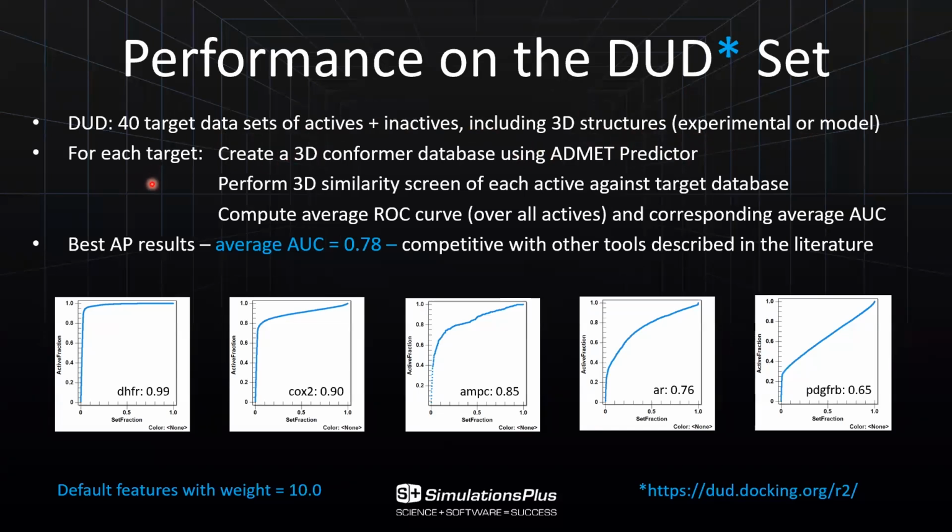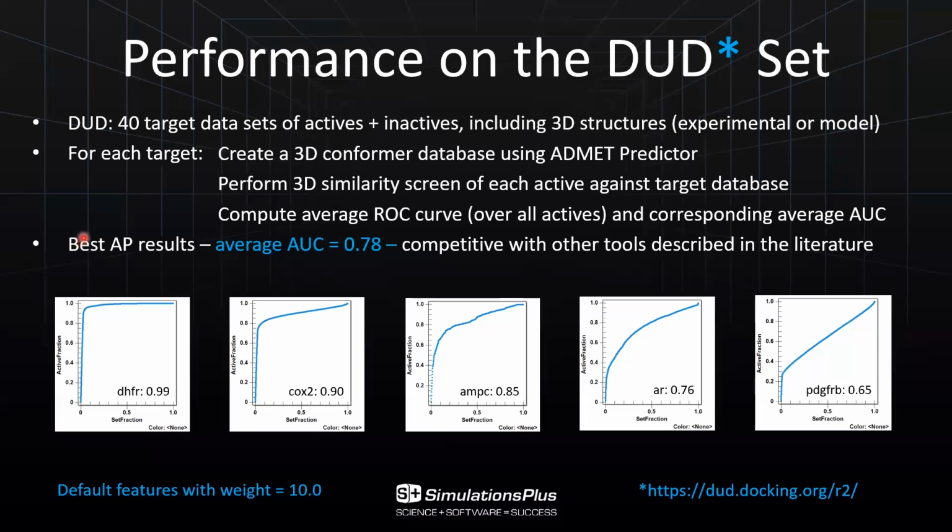So the testing protocol would be that for each of the 40 targets, you would create a 3D conformer database using ADMET Predictor. So that's new functionality in AP11. Then perform a 3D similarity screen of each active against the target database, and then compute average ROC curves over all actives in the corresponding average AUC, the area under the ROC curve. And I'll explain these curves in a second.